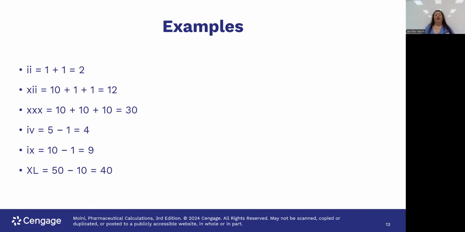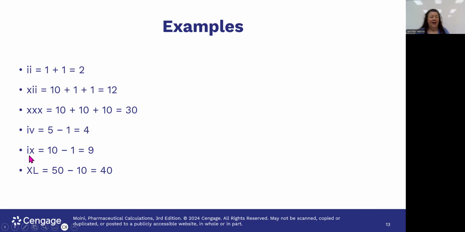Next, we have 3 x's. That is the same as saying 10 plus 10 plus 10, and 10 plus 10 is 20, plus 10 is 30. Next, we have the IV, which is 5. The V represents 5. The I represents the 1. So remember, we have to take 1 from the 5. That left us with 4.